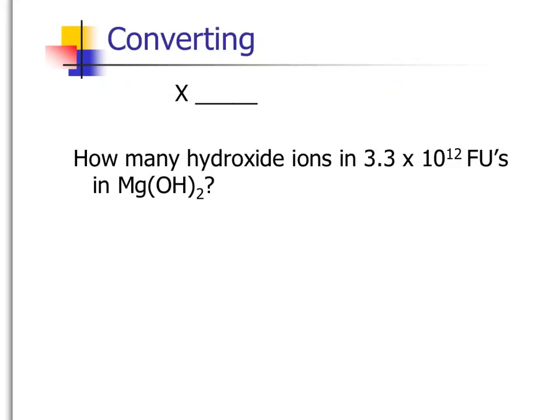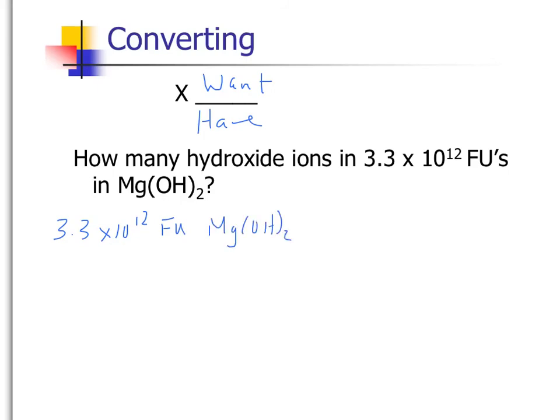To change information from one unit to another, or from one chemical into another, use a conversion factor. Start by writing down the number that you're given, then times it by what you want, and divide it by what you already have. Here's an example. How many hydroxide ions are in 3.3 times 10 to the 12 formula units of magnesium hydroxide?